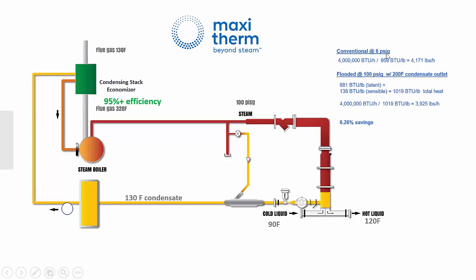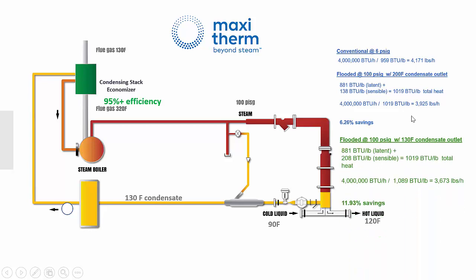Conventional system at 6 PSI, at 4 million BTU process, at full load, you will need 4,171 pounds per hour. With Maxi-Therm at 100 PSI, with condensate leaving at 200 Fahrenheit, still at full load, we will make 6.26% energy saving. What will be the number if the condensate comes out at 130? 12%. So 12% less steam at the point of use, and 15% more efficiency on the boiler, so you have a potential to reduce up to 25% plus energy saving. So if the number here is 150, this will be greater, okay?